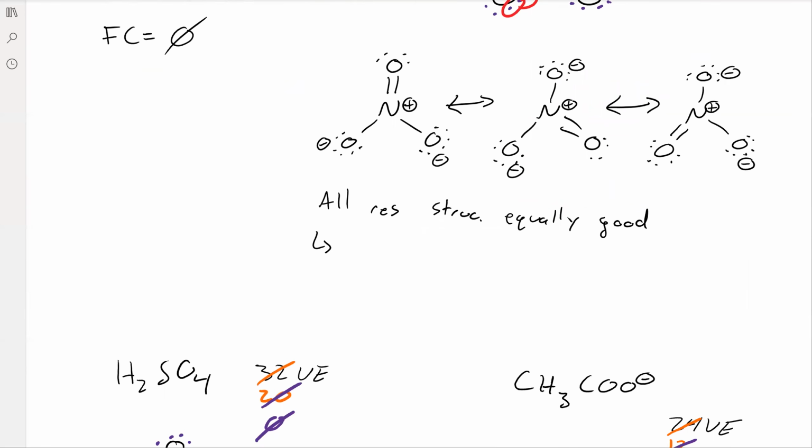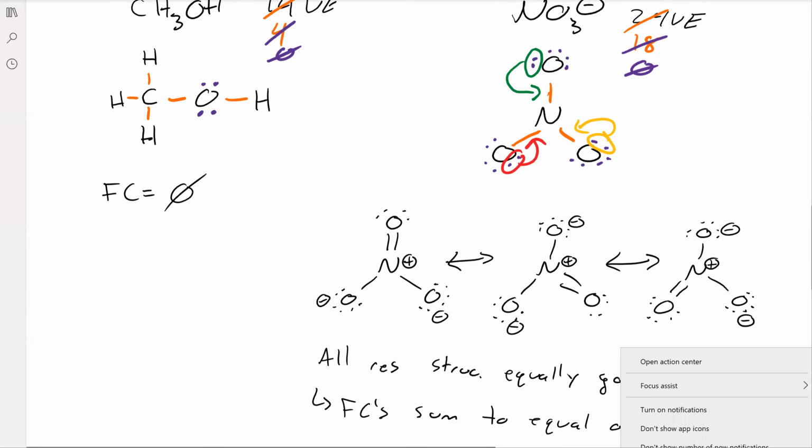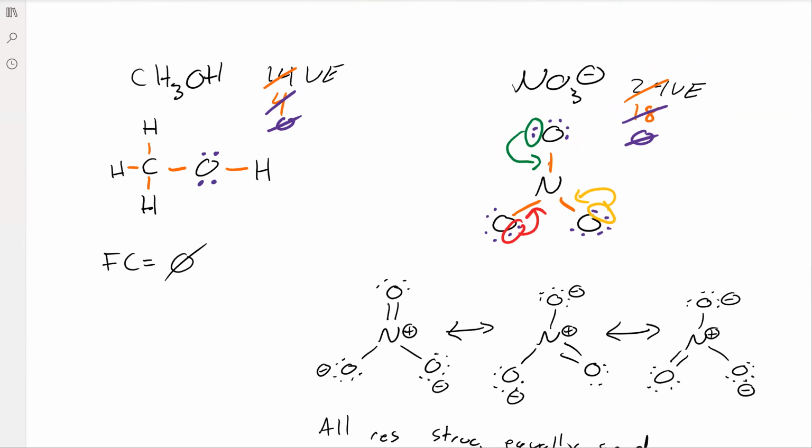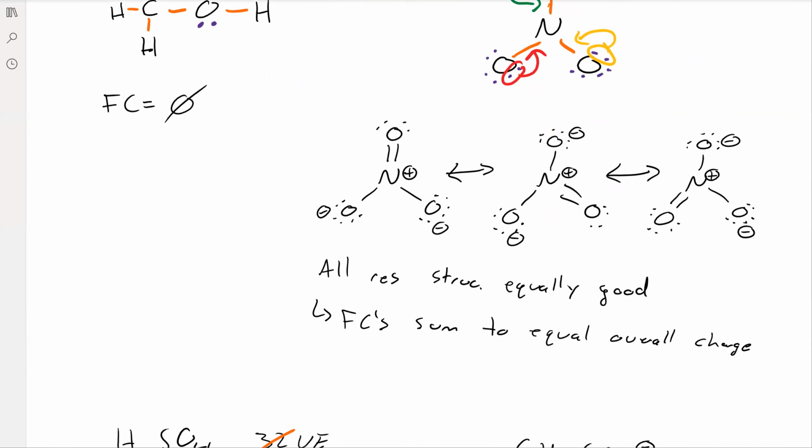Note that the formal charges sum to equal the overall charge. Right, our nitrate has a charge of -1. And then if you think about the nitrogen, it's +1, and then we have 2 negative ones. So you sum those all together, you get -1.